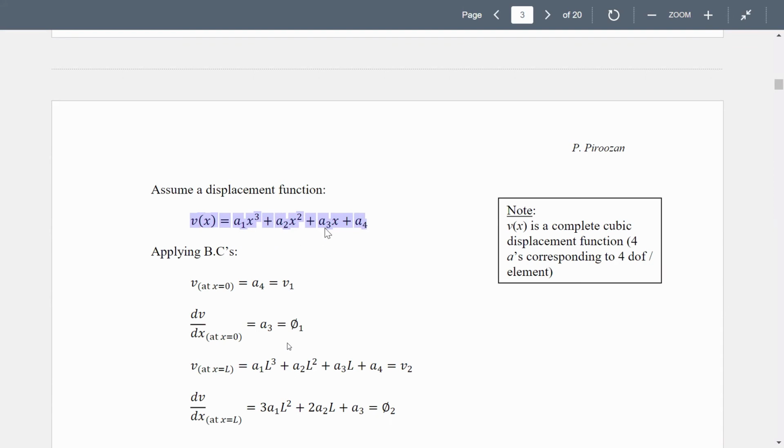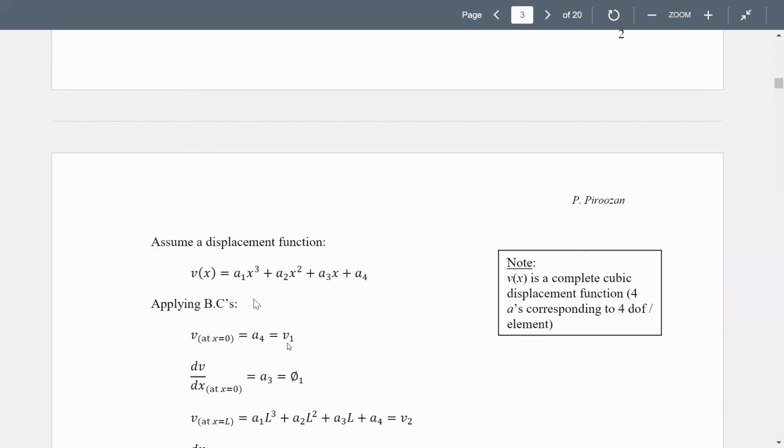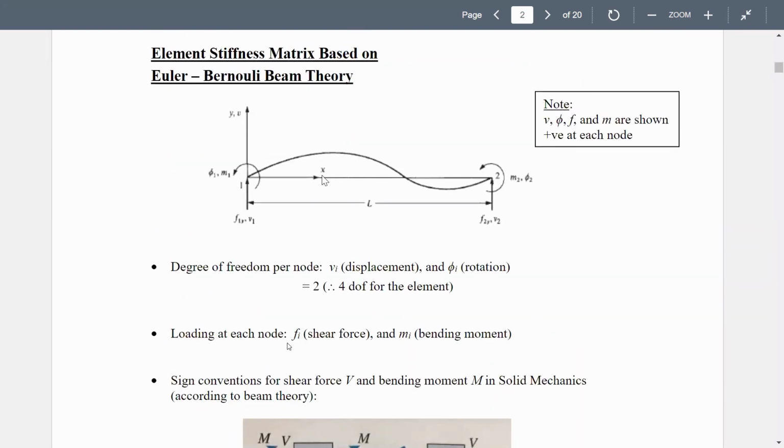A1, A2, A3, A4, these are constants. We need to find them by applying boundary conditions. Our boundary conditions are when x is 0, look at this one, this is x. When x is 0, displacement is V1 and rotation at this node is phi1.